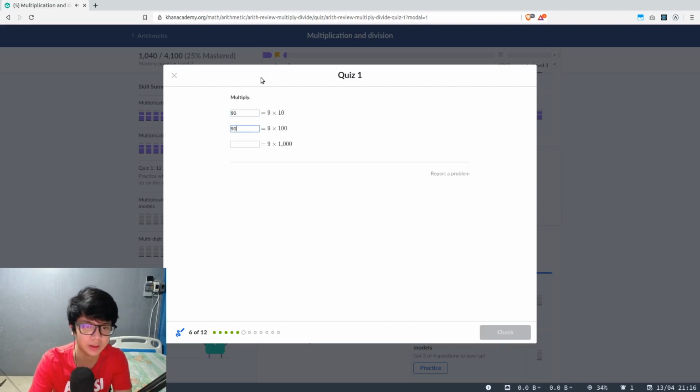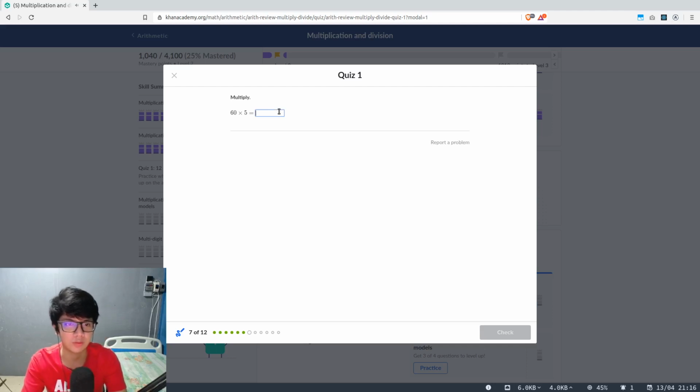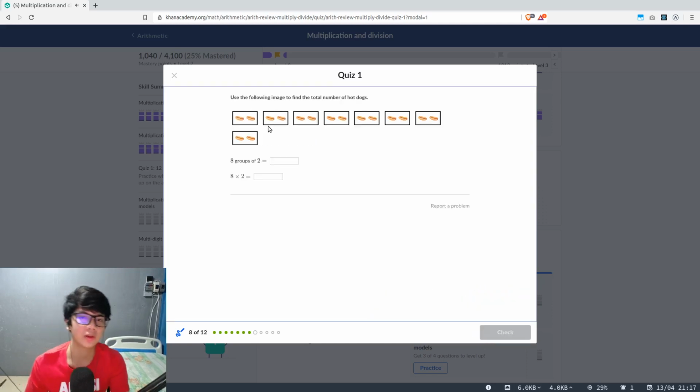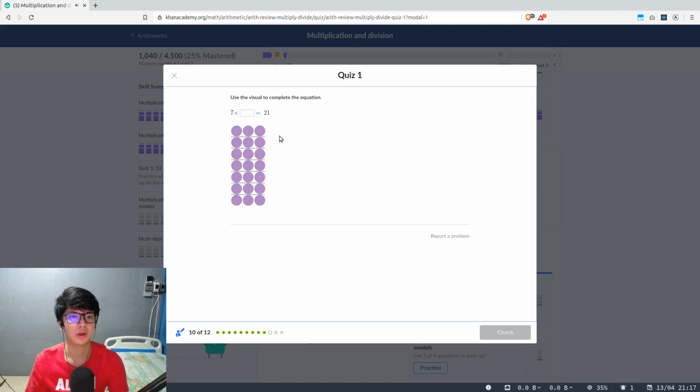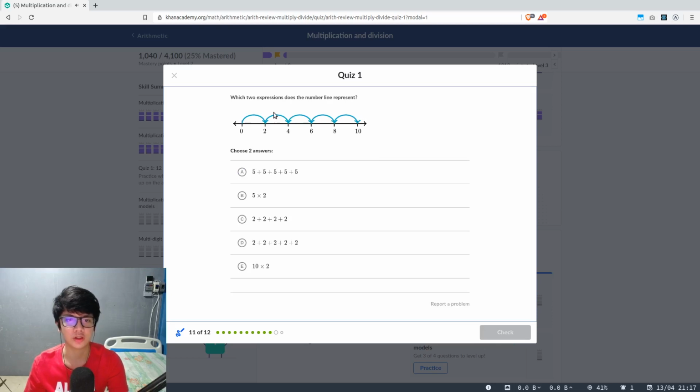It's got a 90 and 900 and 9,000. 60 times 5 is gonna be 300. Please don't make a mistake. Oh, thank you. It's following which find all of our hot dogs. 8 and 16. Just keep count. Seven times 3 is 21. Which two expressions does the line represent? Wait, jump 5. We jump 5 times by 2's, right? Okay. And 5 times 2.